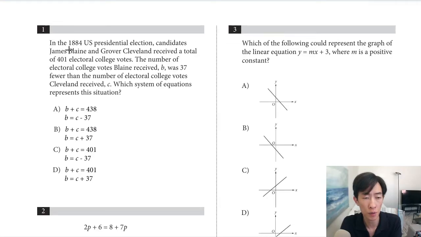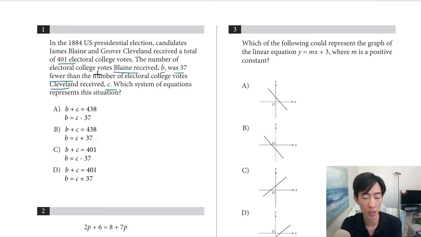Question 1. In 1984 U.S. president election, candidates James Blaine and Grover Cleveland received a total of 401 Electoral College votes. The number of Electoral College votes Blaine received, B, was 37 fewer than the number of Electoral College votes that Cleveland received, C. Which system of equations represents this situation?